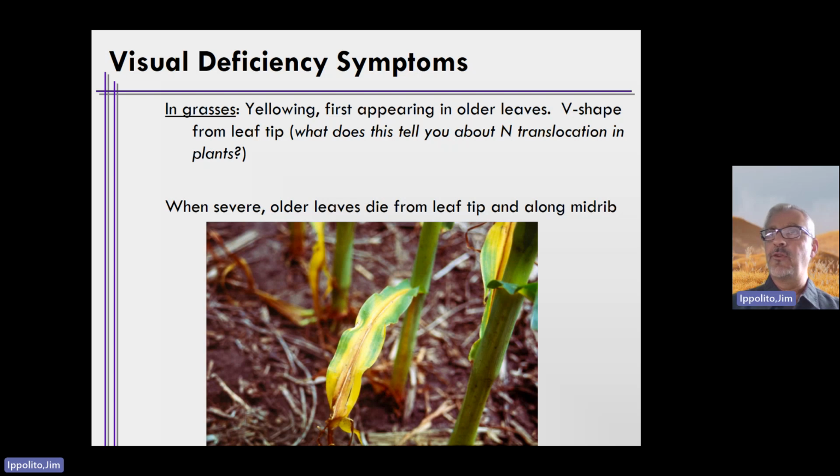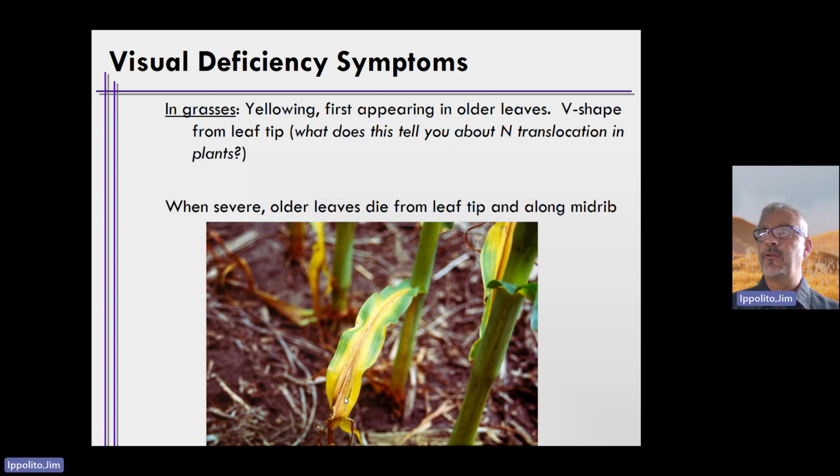In grasses, sometimes you see a V-shaped chlorotic pathway from the leaf tip back to where the leaf attaches along the midrib of the plant itself. Just like you see in this picture of corn, right? So it's sort of a V-shaped chlorotic symptom that starts at a point near the midrib and broadens out.